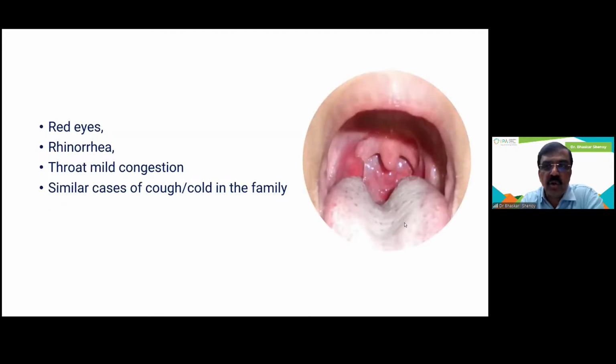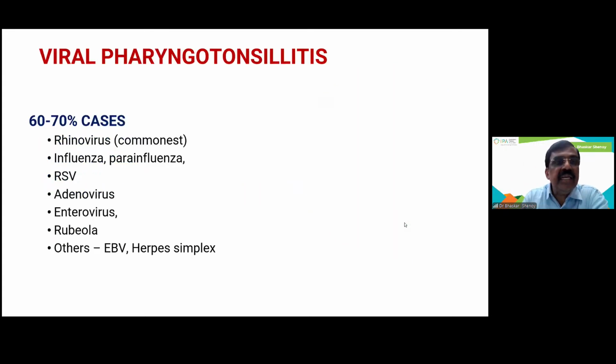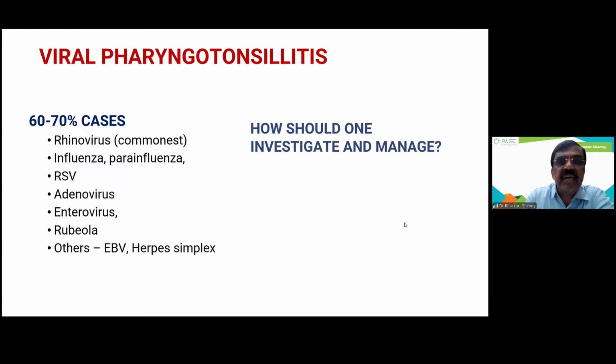So if you look at the throat, maybe you clearly see there is some congestion, but it is not typical of bacterial infection, because viral pharyngotonsillitis is very common. These are the various viruses in 60 to 70% of the cases: rhinovirus, influenza, parainfluenza, RSV, adeno. These are the various viruses that can cause pharyngitis. So it is not that every time a child complains of throat pain, every time you see a congested throat, it is bacterial. Most often it is viral.